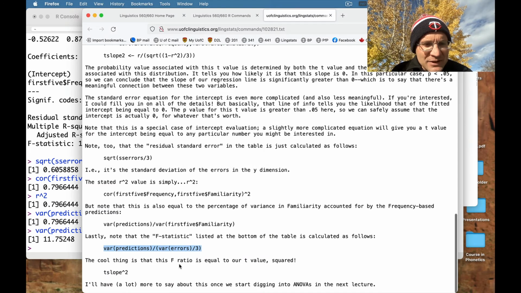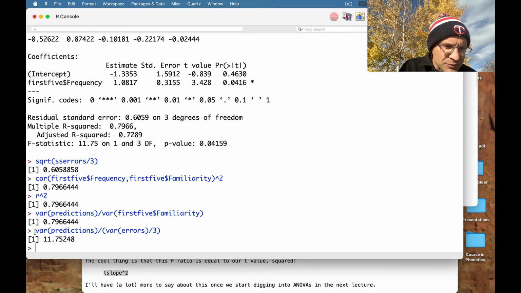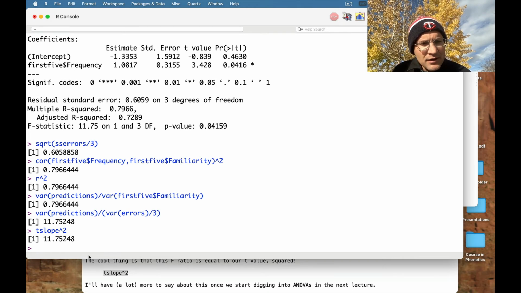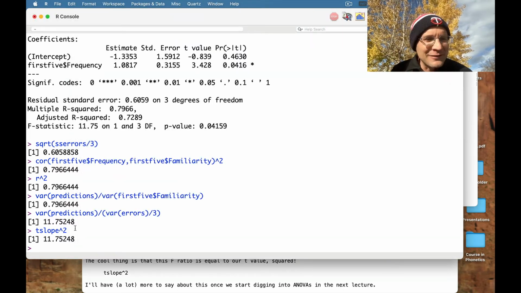The cool thing about this, as I mentioned down here, is that for some weird reason, this F ratio, which we know comes from this, is the same thing as our t-value squared. That's weird. And in fact, when we go back and look at this, this has a p-value of 0.0415. It's basically the same thing as the p-value for our t statistic for the slope. There's some sort of weird connection there. So that is cool, but we're not going to resolve that mystery right now. I'm going to say a lot more about this when I start talking about ANOVAs, which I hopefully start doing by Thursday of next week.